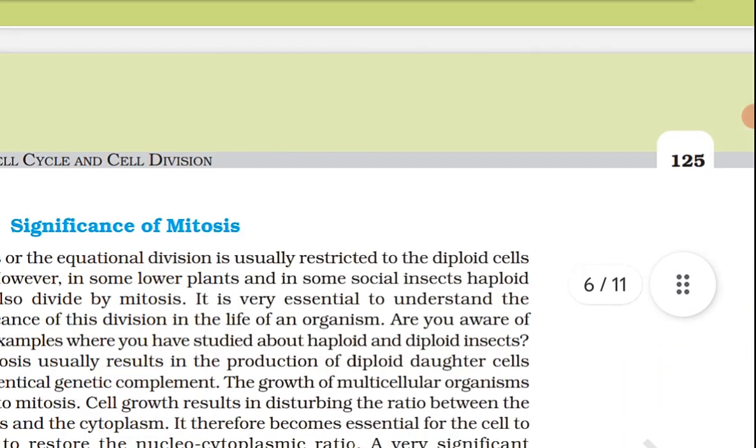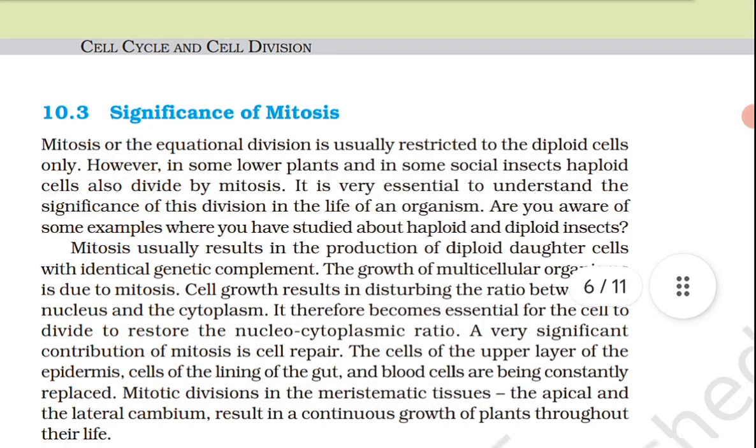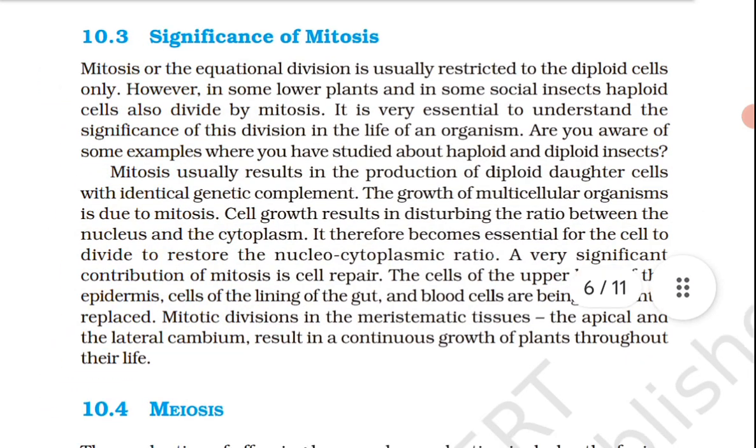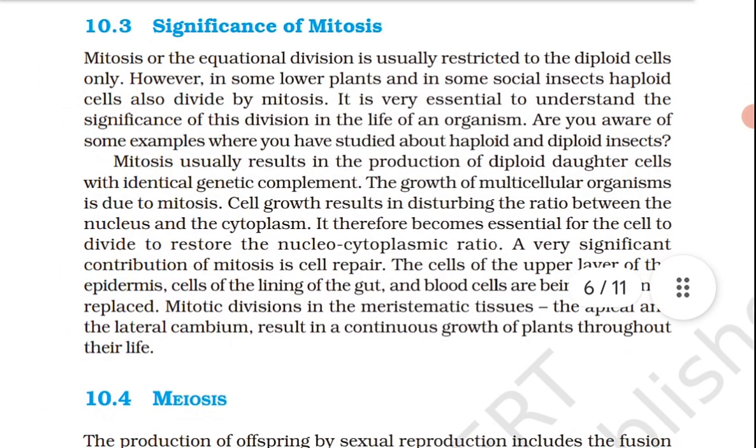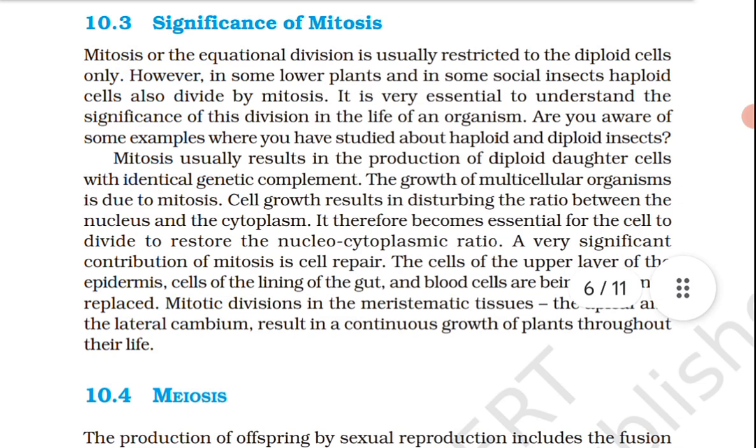Meiotic events can be grouped under the following phases: meiosis first, karyokinesis, prophase first, metaphase first, anaphase first, telophase first. Meiosis second, karyokinesis, prophase second, metaphase second, anaphase second, telophase second.